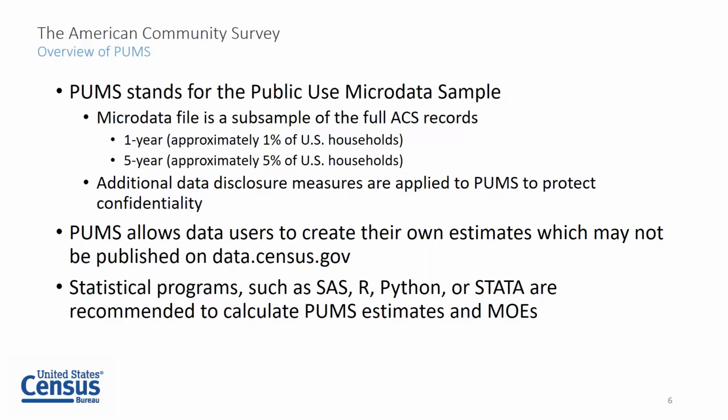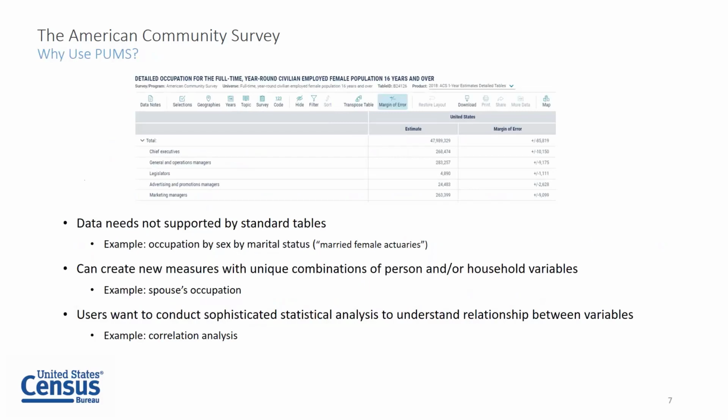PUMS files allow data users to calculate their own estimates, and MOEs may not be available on data.census.gov. And just so you know, MOEs are margins of error, and we'll go over those a little bit in a moment. So generally, statistical software is recommended when working with PUMS data, unless you are working with our Microdata Access tool on data.census.gov, which we'll go over here in a little bit.